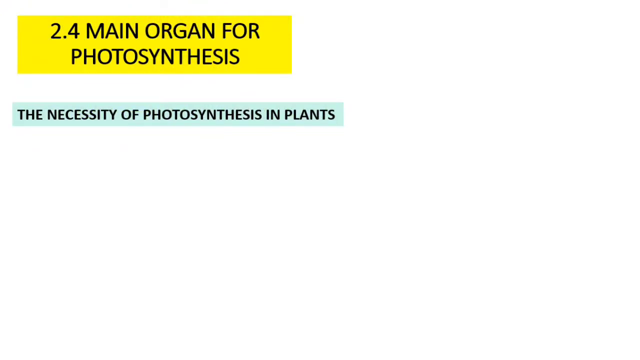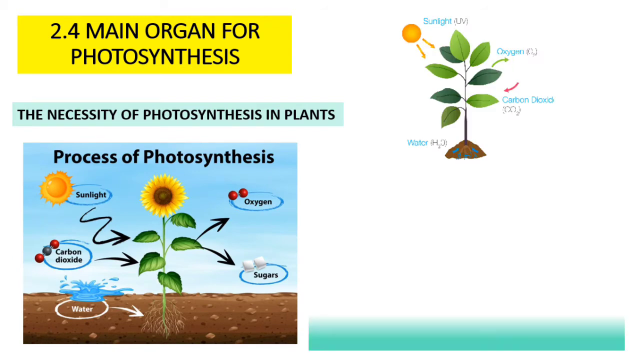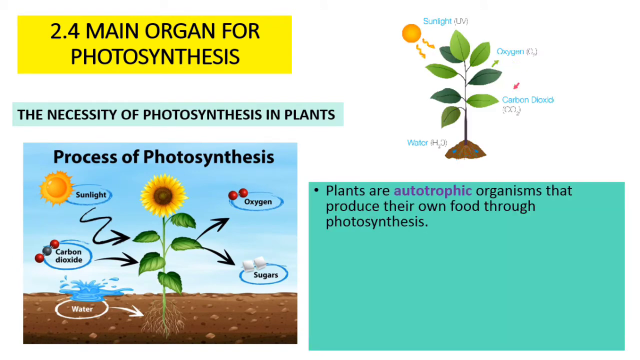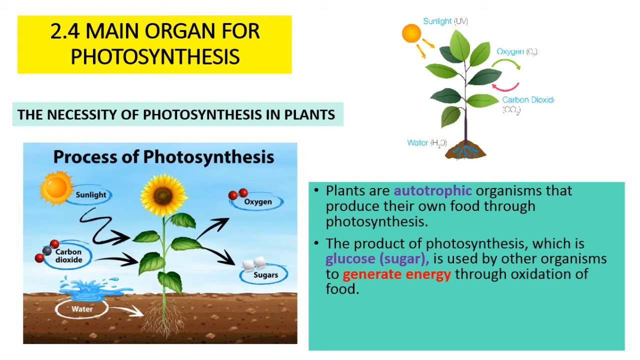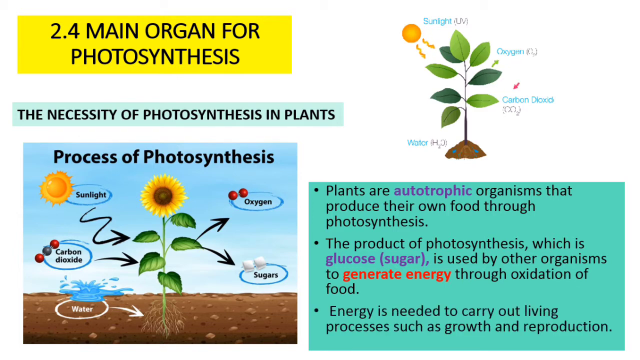What is the necessity of photosynthesis in plants? Plants are autotrophic organisms that produce their own food through photosynthesis. The product of photosynthesis, which is glucose, is used by the organism to generate energy through oxidation of food. Energy is needed to carry out living processes such as growth and reproduction.